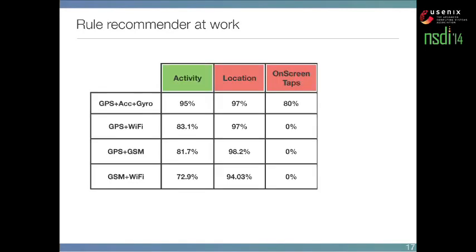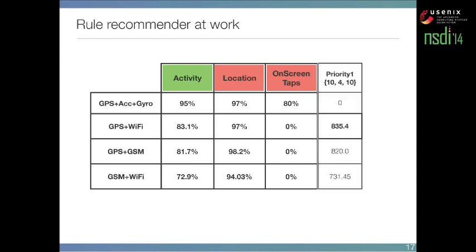So the user can select a whitelist and a blacklist. In this case, activity is the whitelist, and location and on-screen taps belong to the blacklist. The user can also specify a priority, in this case 10, 4, and 10. So by specifying a priority of 10 for the on-screen taps, which is a blacklisted inference, the user indicates that it needs to block this particular inference.